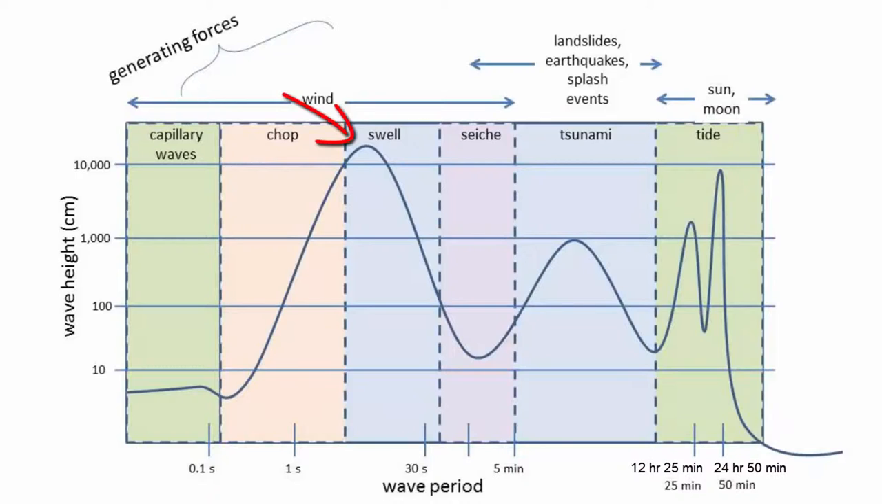The next highest are tides. The longest period, the longest we have to wait after one wave has hit the shore until the next one comes, is 12 hours and 25 minutes, or 24 hours and 50 minutes, which are the periods of tidal waves.